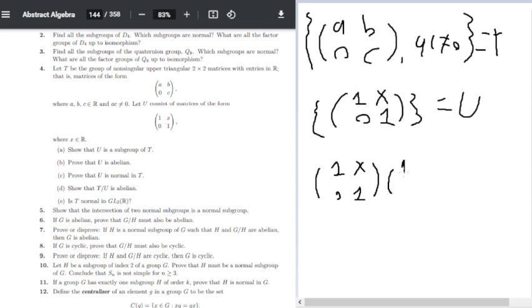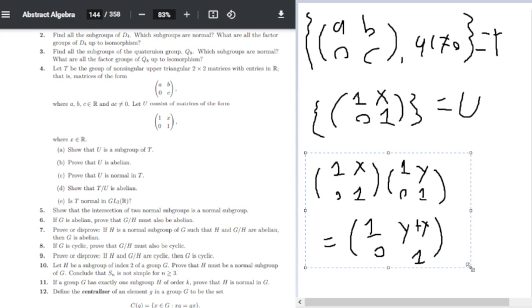So 1, x, 0, 1 times 1, y, 0, 1 is equal to 1 times 1, and then we have y plus x, and then we have 0, and we once again have 1. So our inverses are our normal negative numbers. So the inverse of 1, x, 0, 1 is 1, negative x, 0, 1, and the operation is obviously closed. So we have a group.